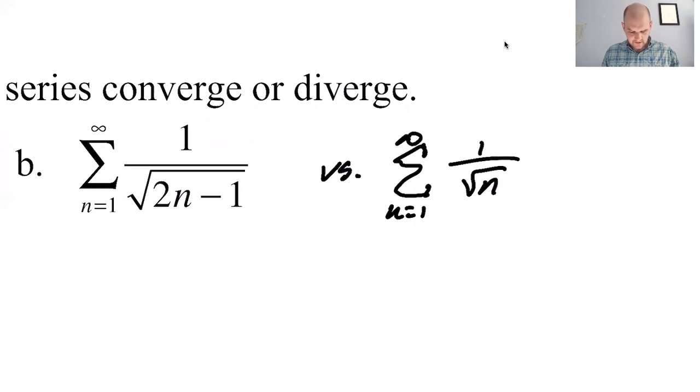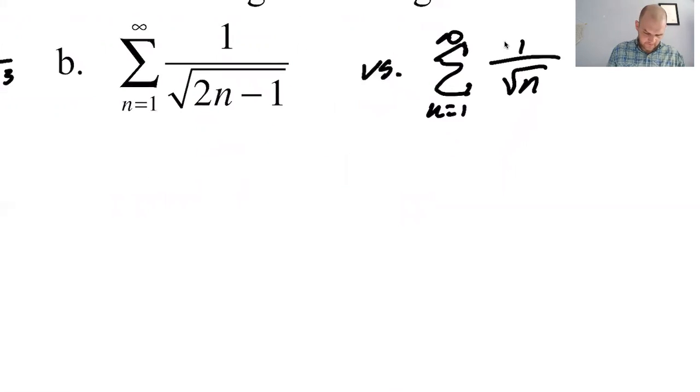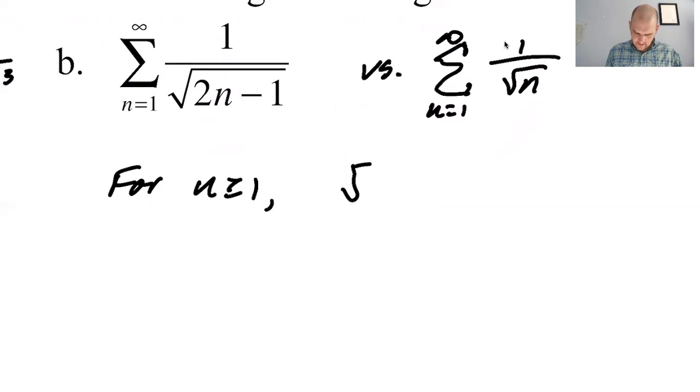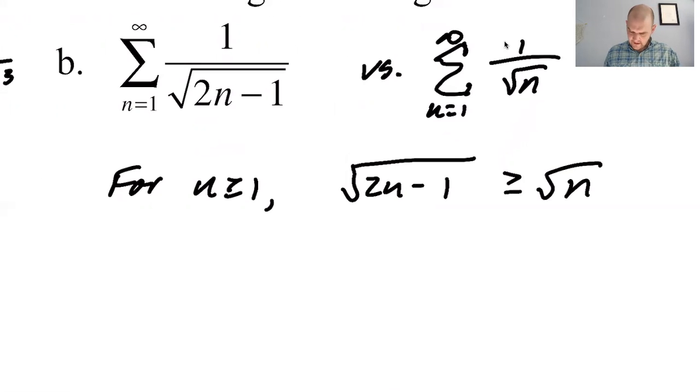So what can we do? Well, I need to know if 2n minus 1 is bigger than n, basically. Because if it's bigger than n, then when I take the reciprocal, we're good. So let's see. For n greater than or equal to 1, is root of 2n minus 1 greater than or equal to root n? I actually need it to be less than, because I want it to be greater than. Okay, problem, but maybe not a problem.